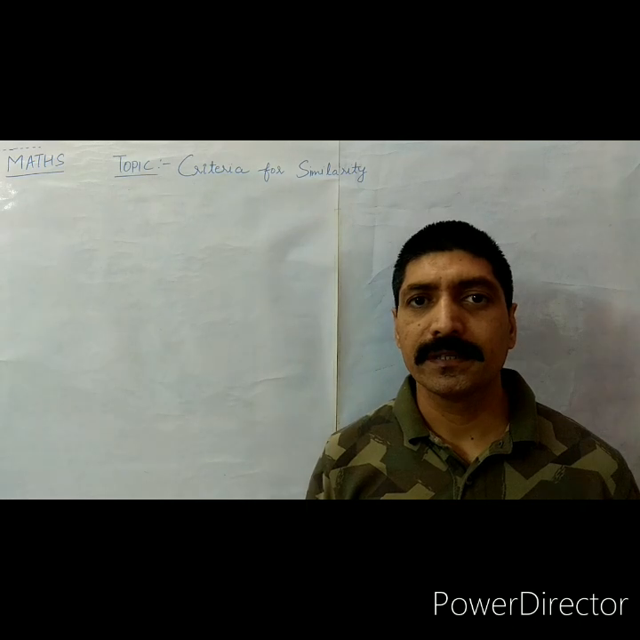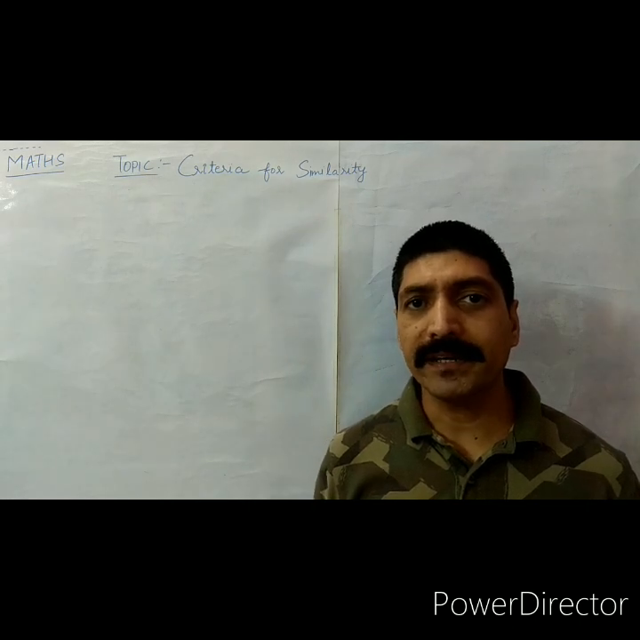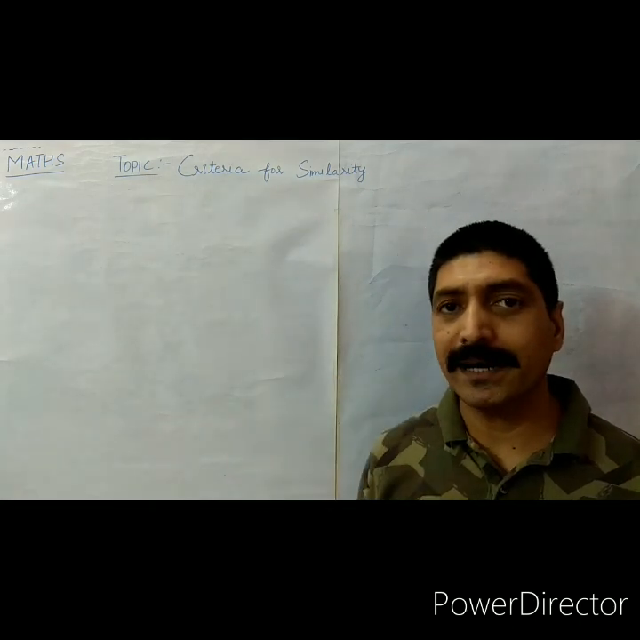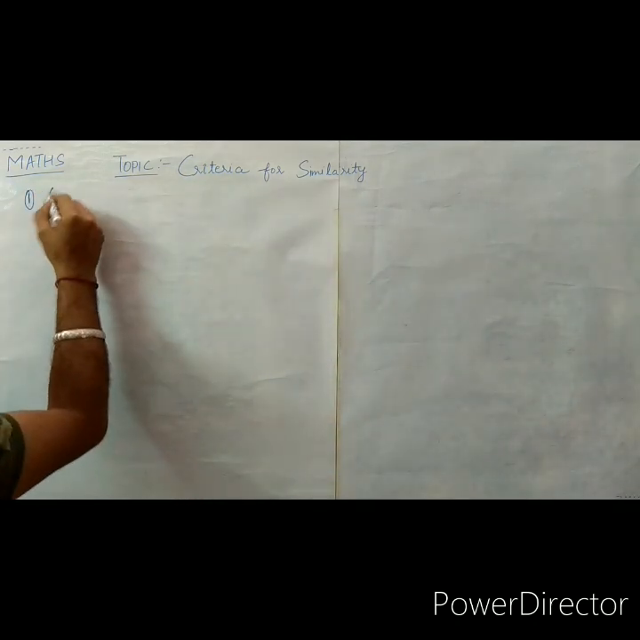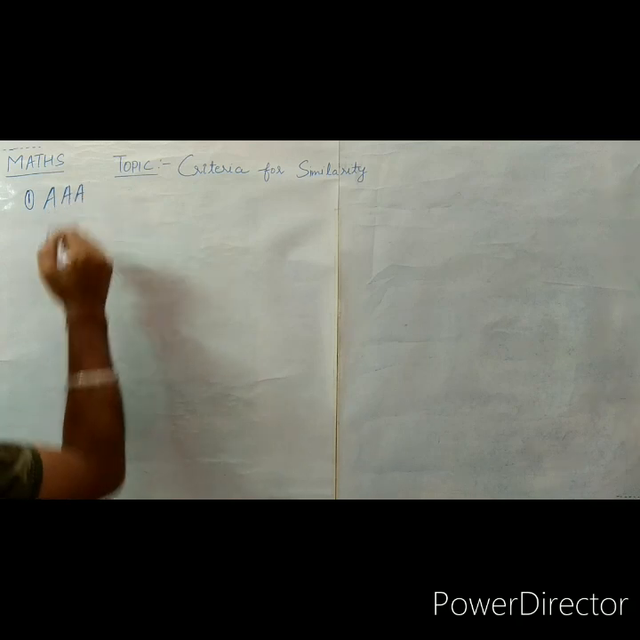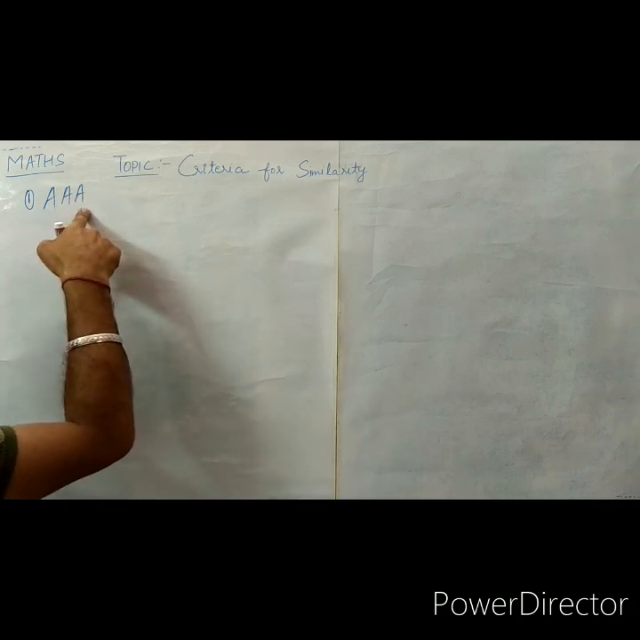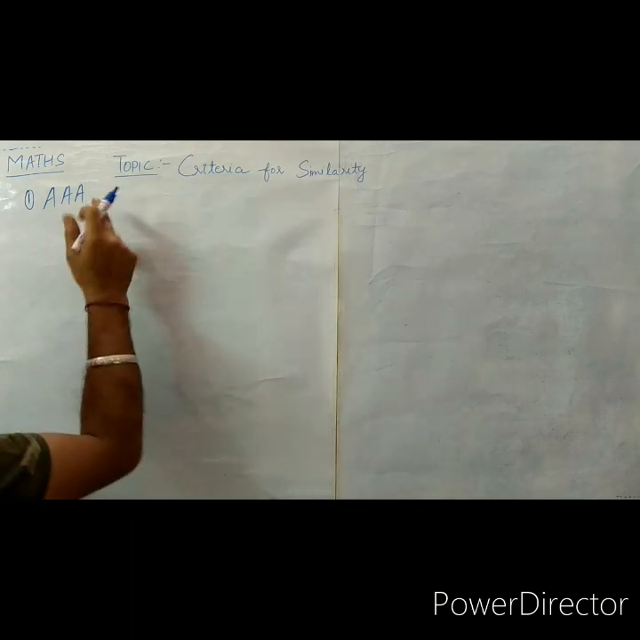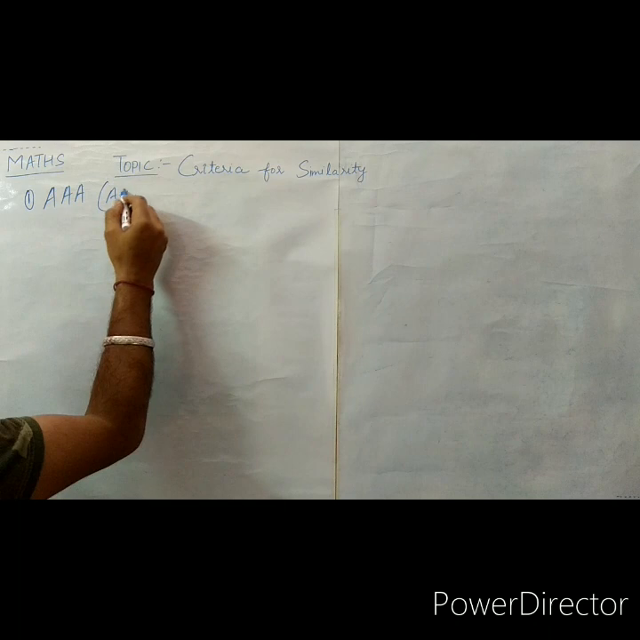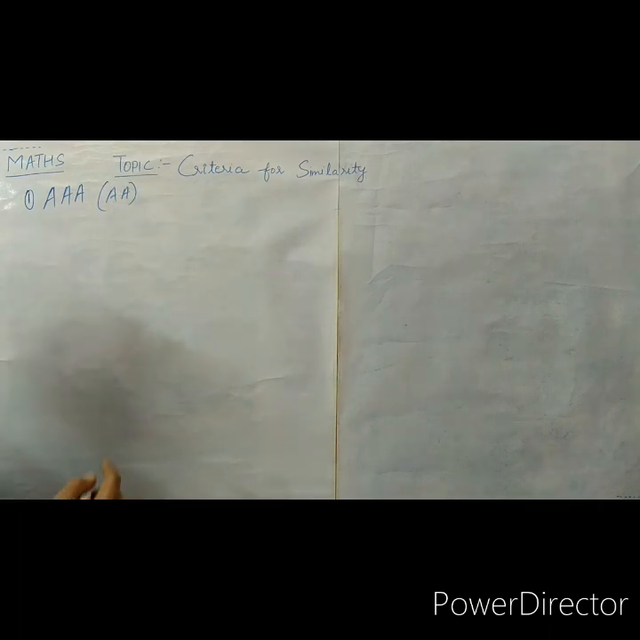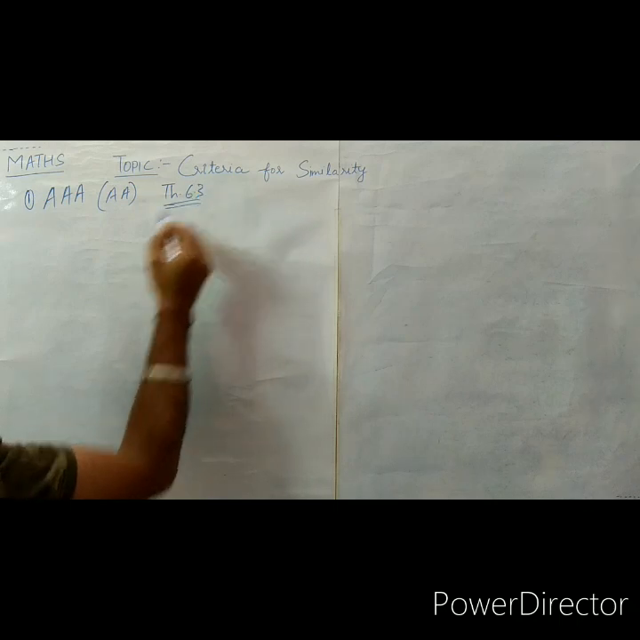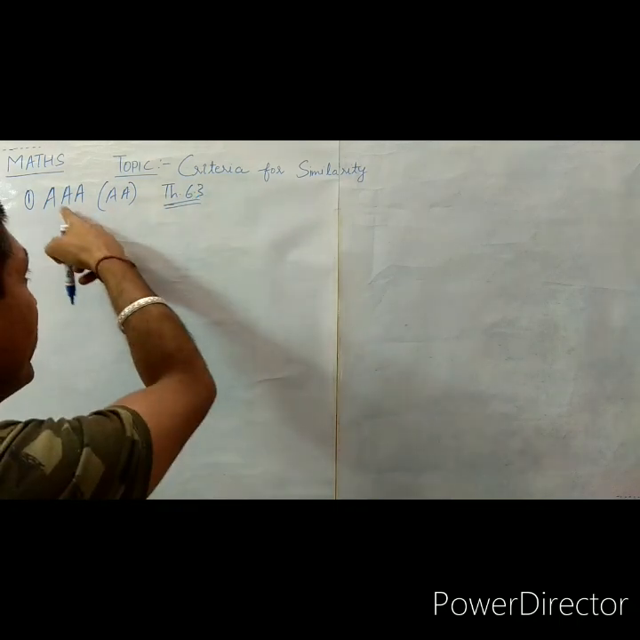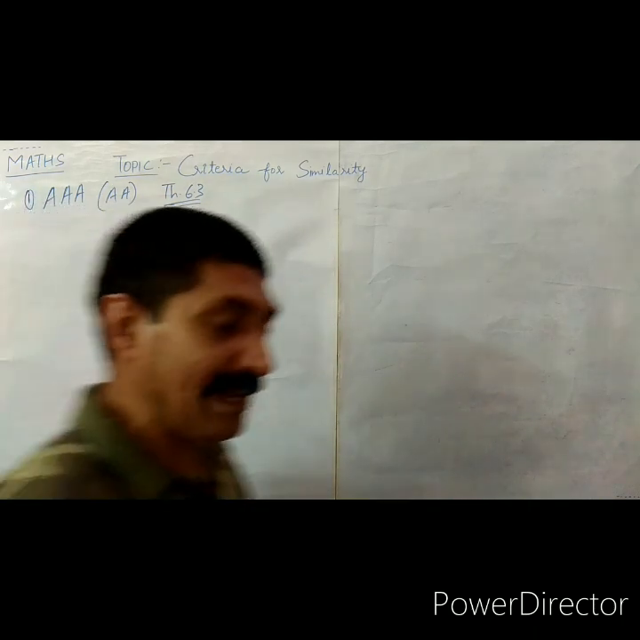We have some criteria for the similarity. First one is the angle rule of similarity, and it is also known as the AA rule. So here theorem 6.3 contains the AAA criteria for similarity.